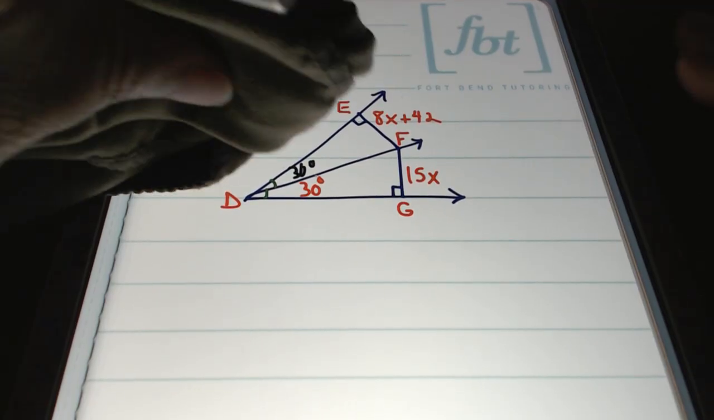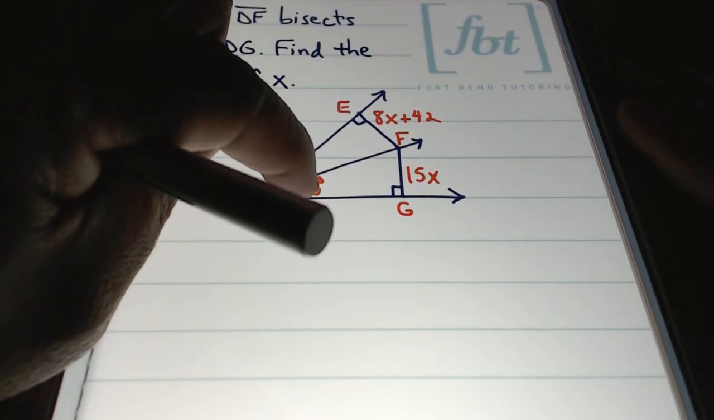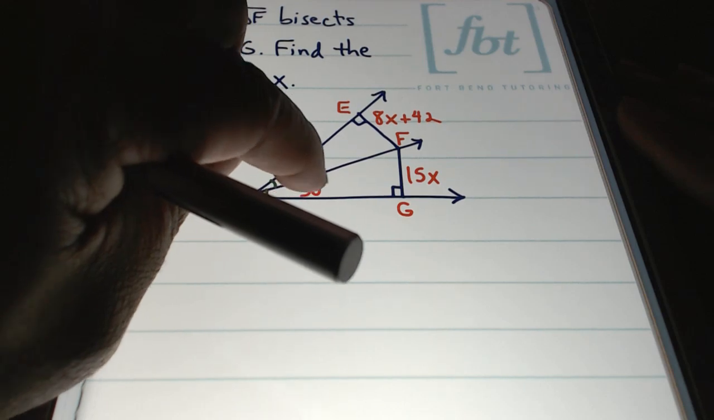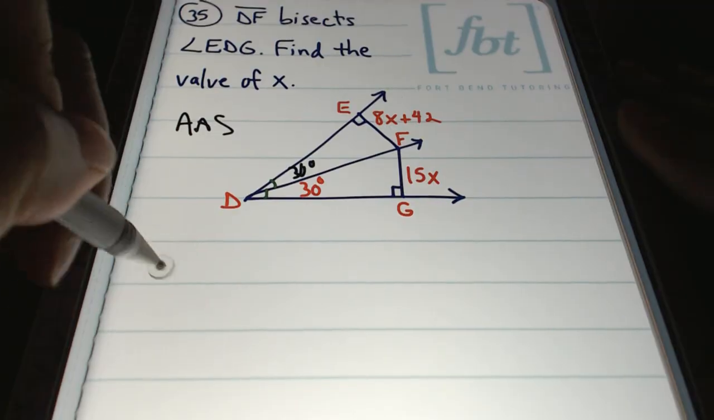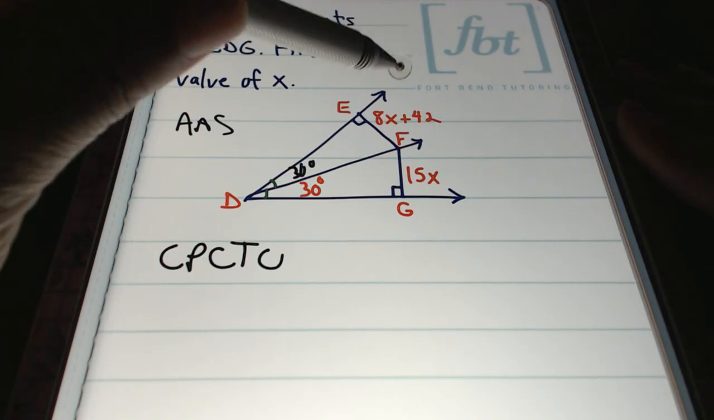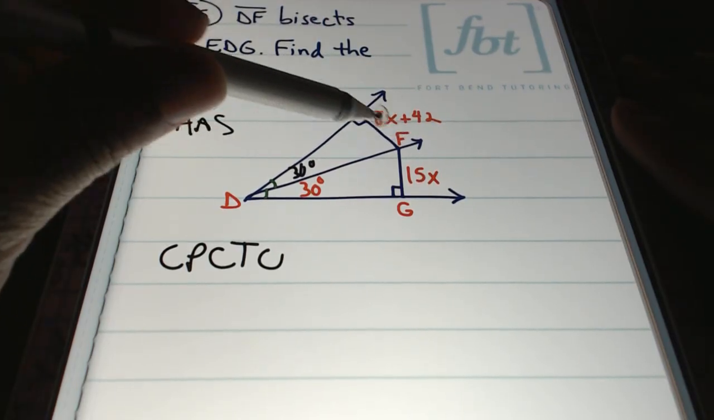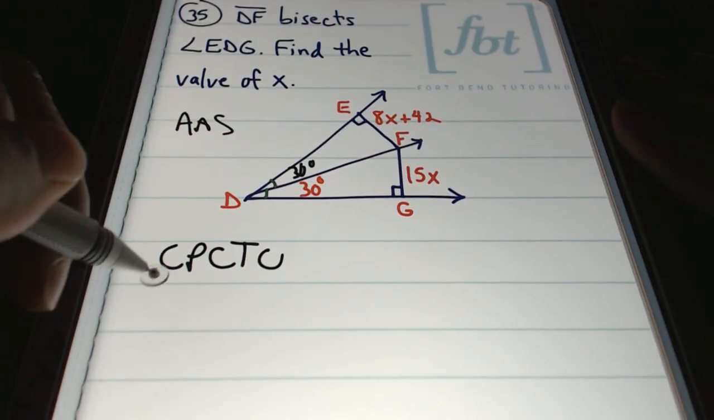And as I stated before, we can use the congruent parts of congruent triangles are congruent postulate, CPCTC, meaning that these segments must be equivalent to one another. So the first thing is to prove that the triangles are congruent to each other. Simone, I'll take a look at that in just a second. So we'll solve for x, because we know that these segments must be congruent to one another. They must be equal to one another.